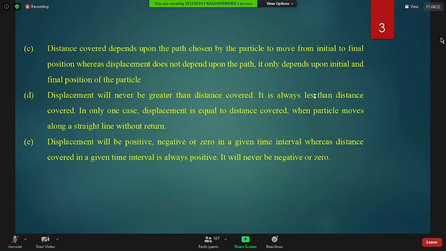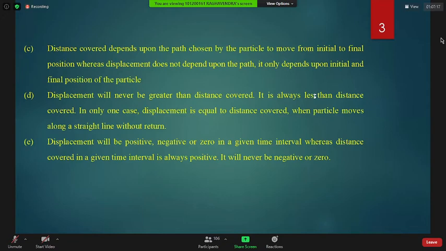Suppose you started from the origin and went towards the positive x-axis, the displacement is positive. Now you return back to the origin, your displacement is zero. Now you go towards the negative x-axis, your displacement is negative. Did you follow? Yes, sir. So displacement may be positive, negative, or zero in a given time interval.